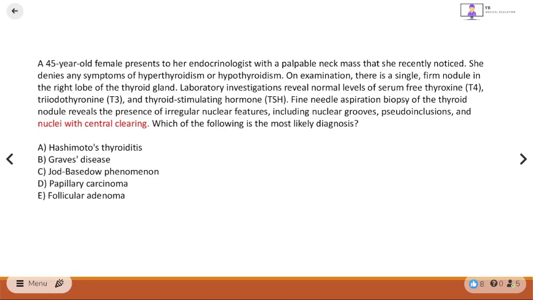Fine needle aspiration of the thyroid nodule, as you see here, this is how we diagnose it, reveals the presence of irregular nuclear features, which any cancer has, including nuclear grooves, very specific to papillary carcinoma, like I said, and nuclei with central clearing. So which is the most likely diagnosis? Papillary carcinoma.